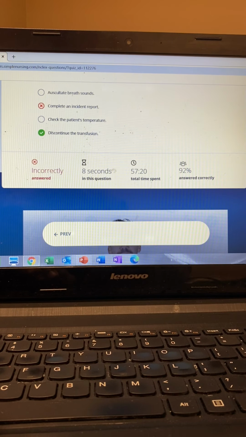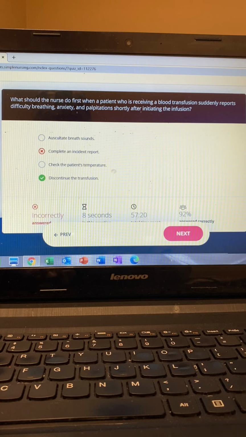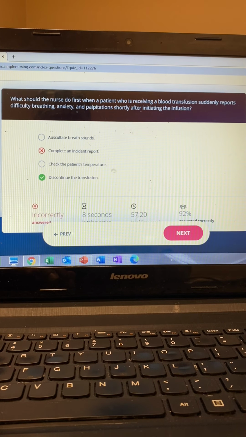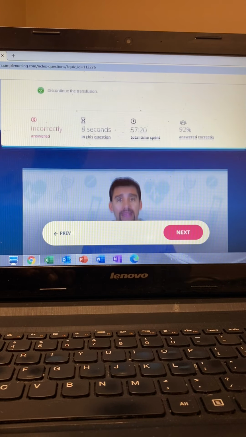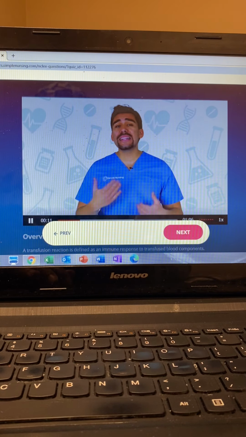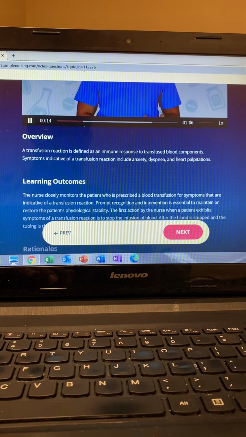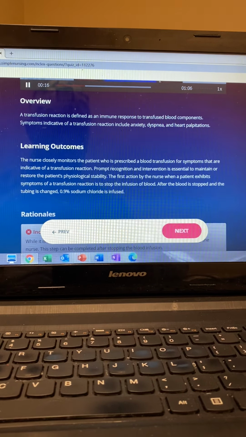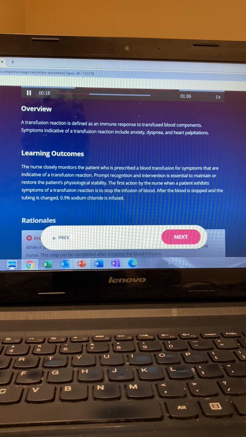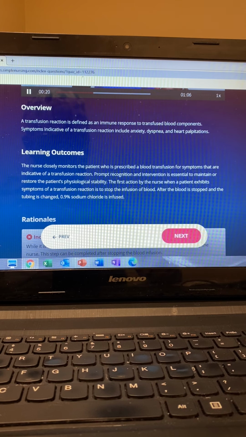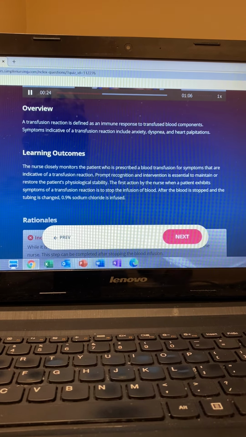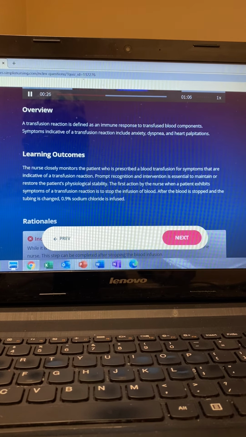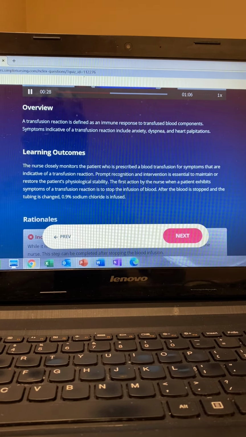Now using our 3 steps, let's break this down. This question is asking for the priority action, or what does the nurse do first? For the key problem, a patient getting blood transfusions suddenly has difficulty breathing, anxiety, and palpitations shortly after starting. So guys, immediately, before you look at the options here, you have to think blood reaction, or basically a reaction to that blood infusing. So the solution here is to stop the blood to stop the reaction.